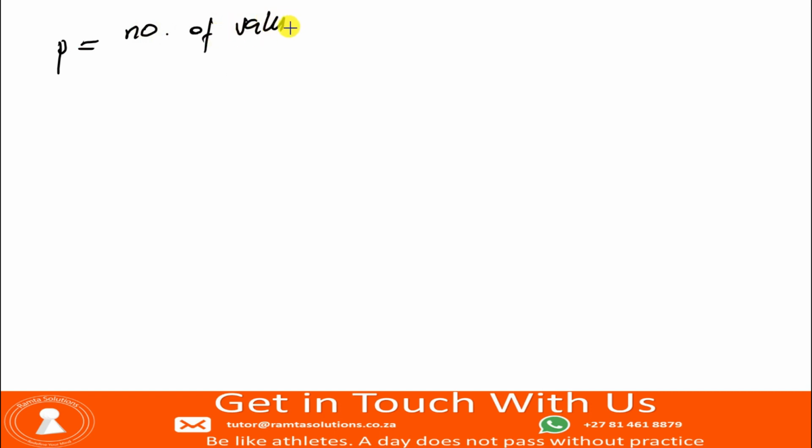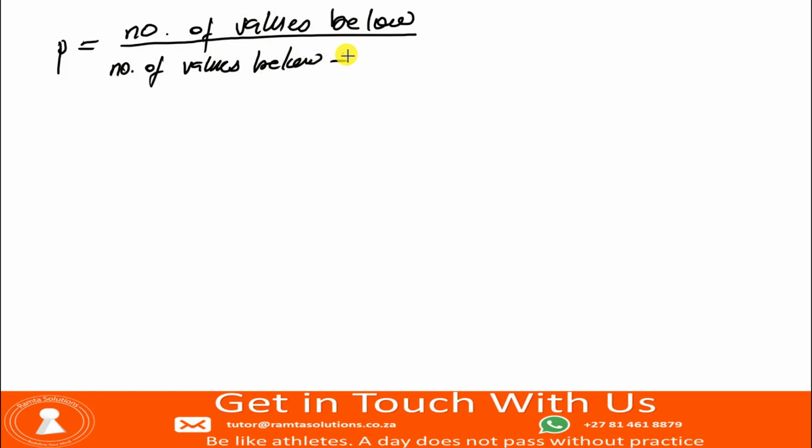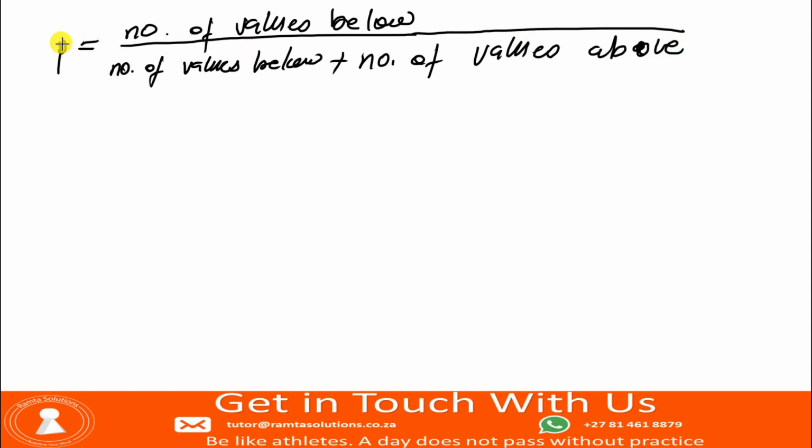Let me just write it like this. Number of values below that datum that you're looking at, that value that you're interested in, over the number of values below plus the number of values above. This will give you your percentile.